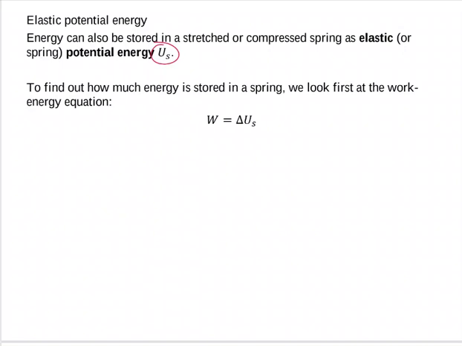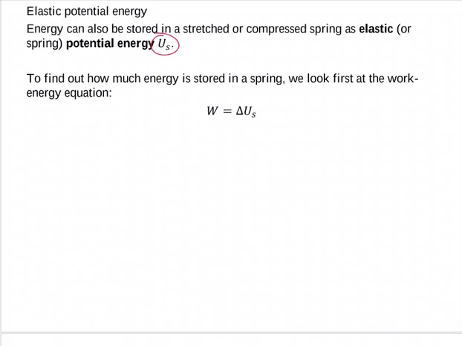We can store potential energy in a stretched or compressed spring because this spring is going to want to restore itself to its unstretched or compressed state. To find out how much energy is stored in a spring, we're going to look at the work energy equation. So it would boil down to just work equals delta U sub S.